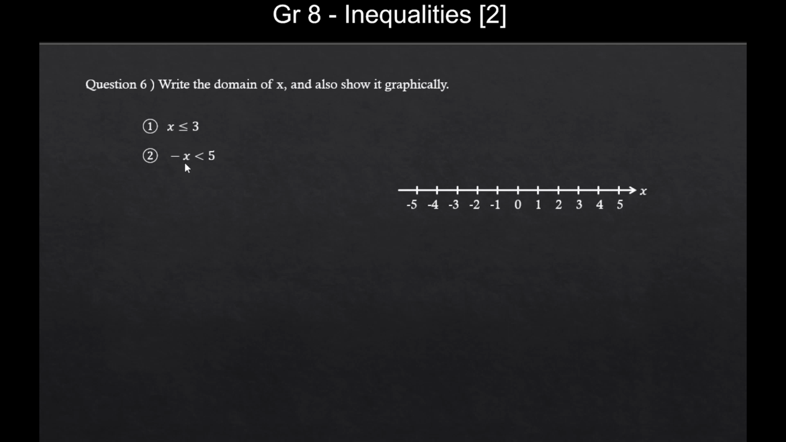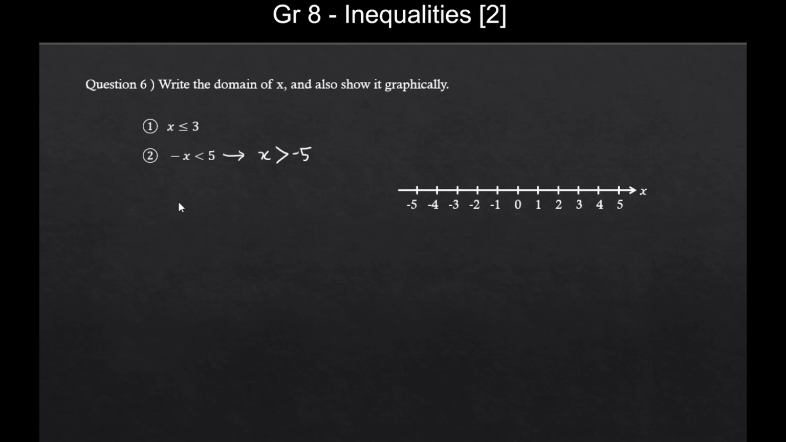So we'll have to flip the sign, and when we flip the sign, you know what happens. So let's see, x is now greater than minus 5. We should also flip the sign of minus 5, right? And the symbol now turns to opening its mouth to x. Make sense? Okay, so now we're going to show this graphically first before writing down the domain.